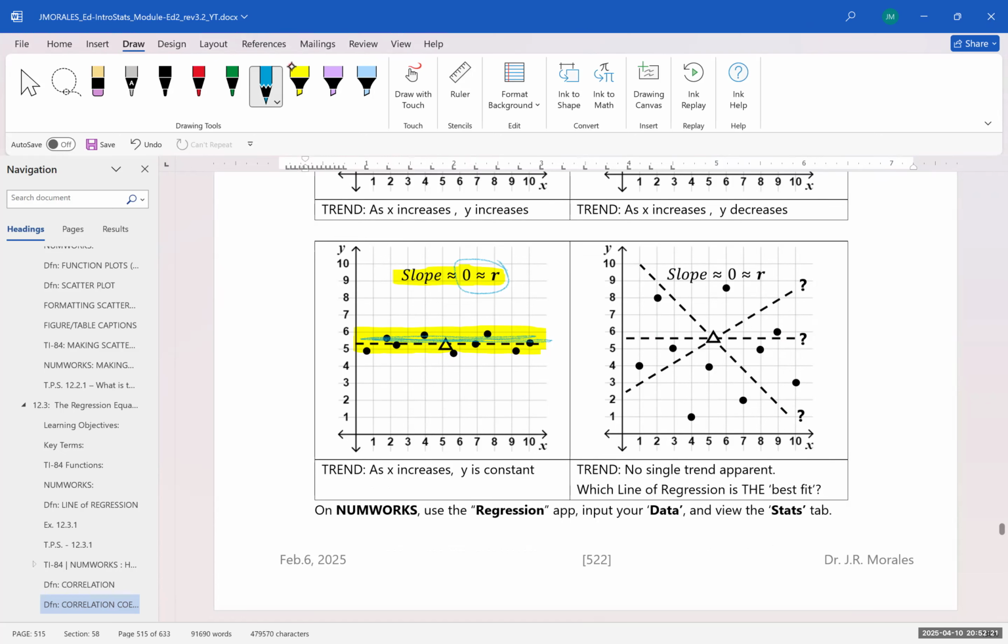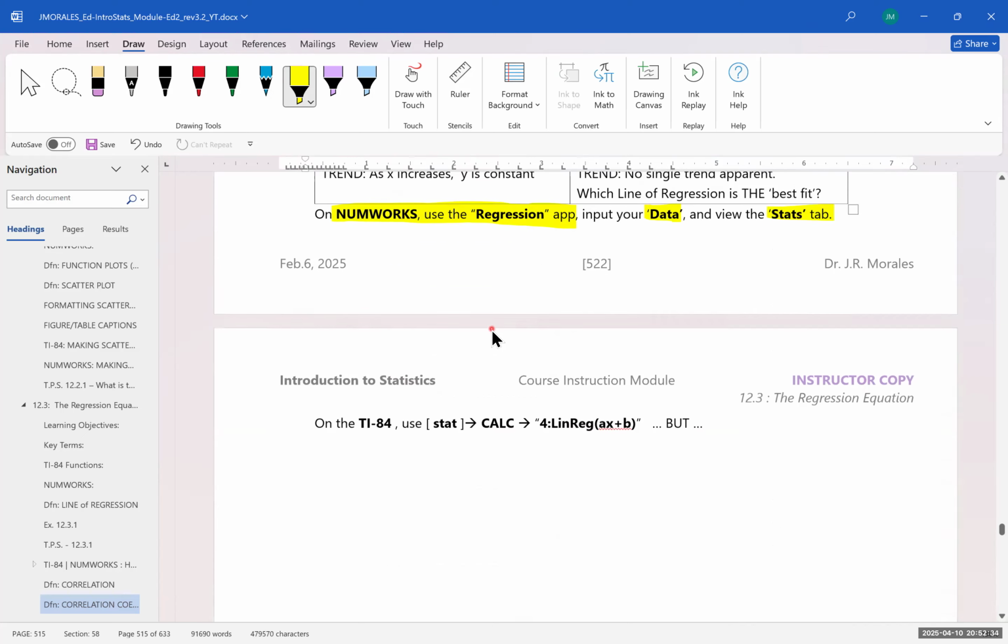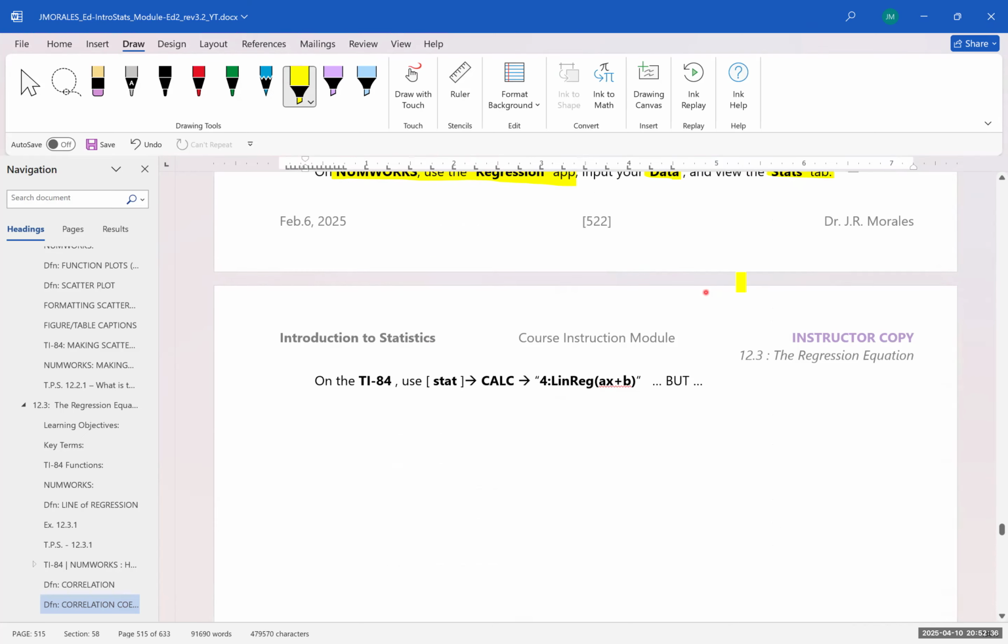So on the NumWorks calculator, you want to use the regression app, put in your data, and then view the stats tab. On the TI-84, you want to use this LinReg(ax+b) function.